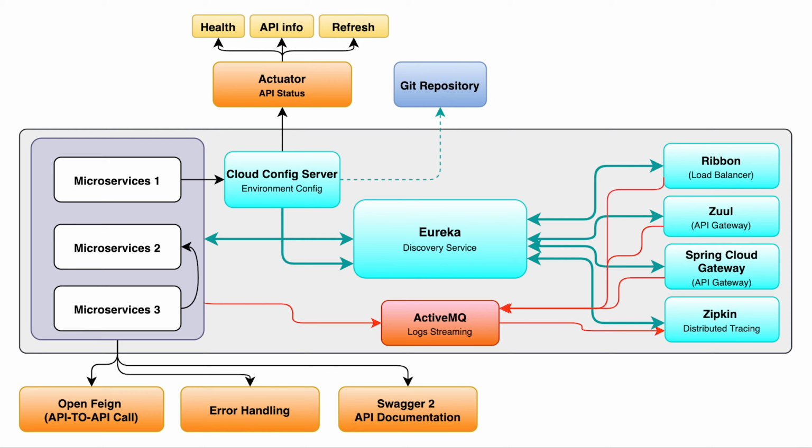QA, staging, production, etc. The second important component in Spring Cloud Framework is Eureka Discovery Server. Eureka Server holds the information about all client service applications. Every microservice will register into Eureka Server, and Eureka Server knows all the client applications running on each port and IP address. Next component is Ribbon Load Balancer.